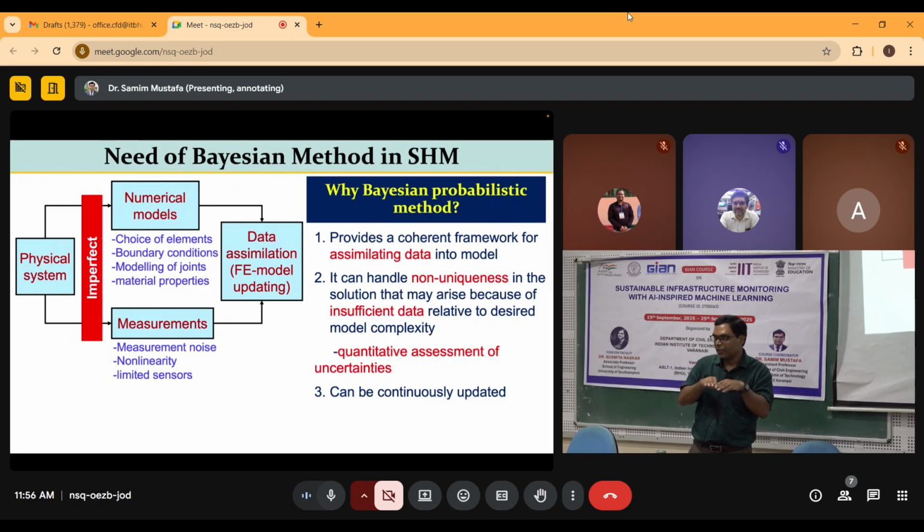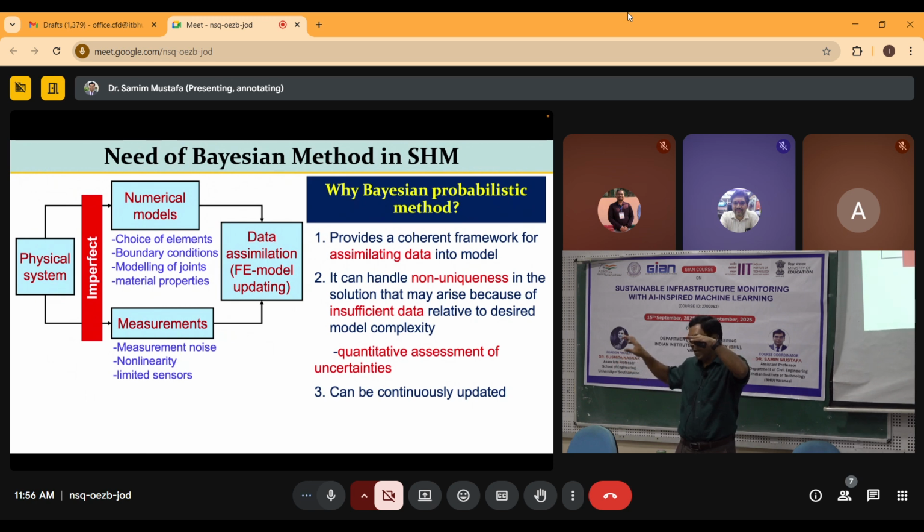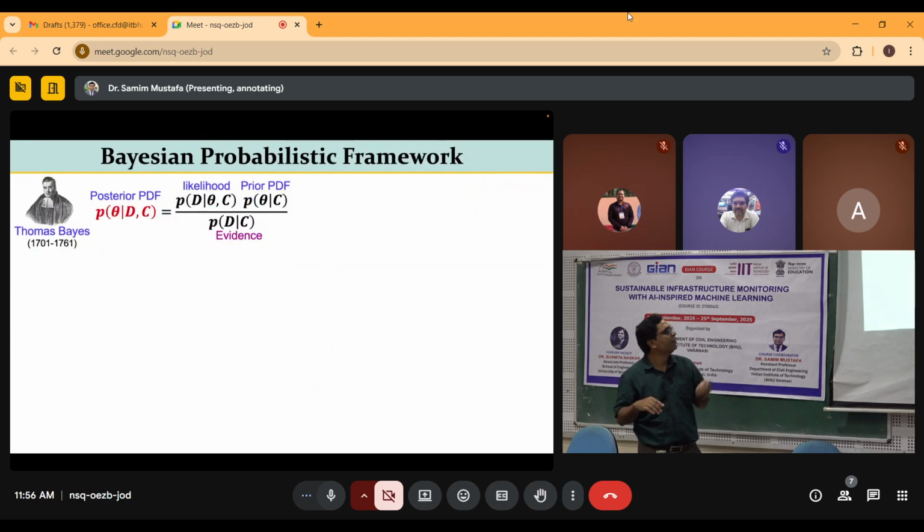You can quantify and also it can be done continuously, in real time, because as soon as new data are available, the same process can be repeated. So you have the prior, you have the observation, you are updating that knowledge based on the observation, then you get updated information. Then this updated information becomes your prior for the next step. Again you are having some observed data and that keeps on updating. I will discuss this in more detail in the next slide.